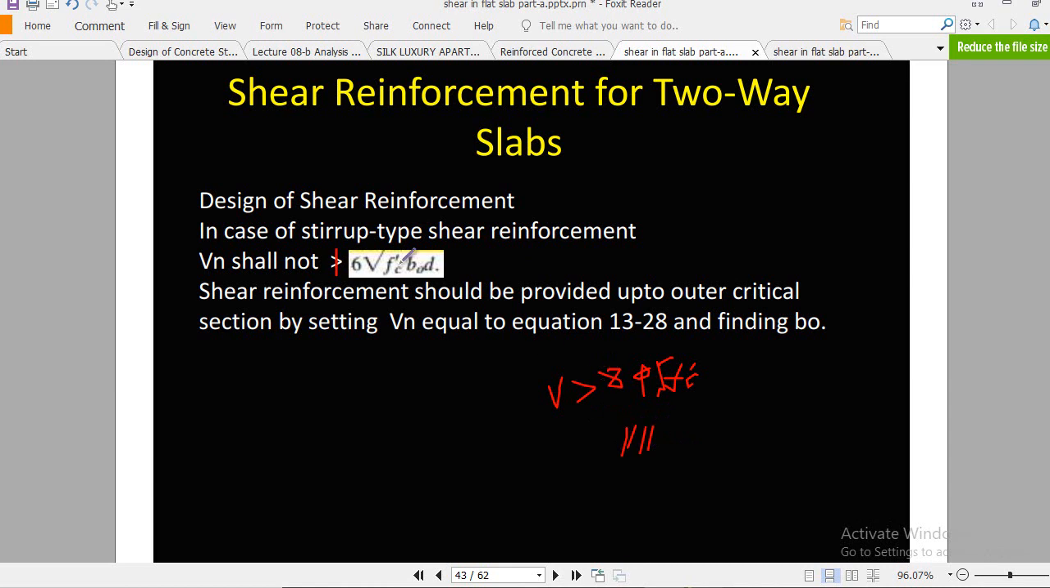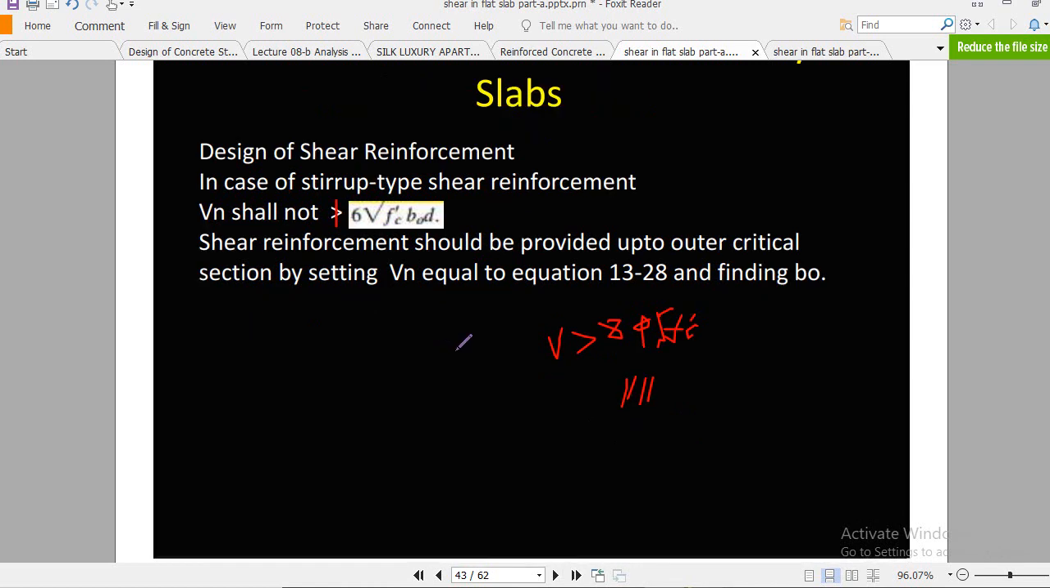So the same thing applies here: your Vn should be less than 6 times Fc prime beta naught. Okay, should be less than. If it is more than that, then it will cause congestion problems.